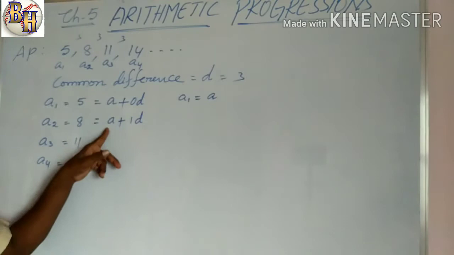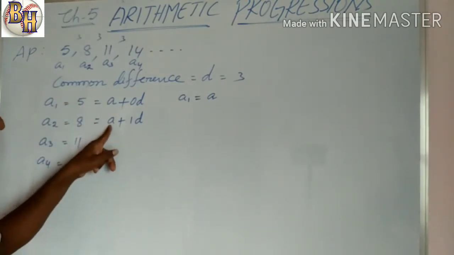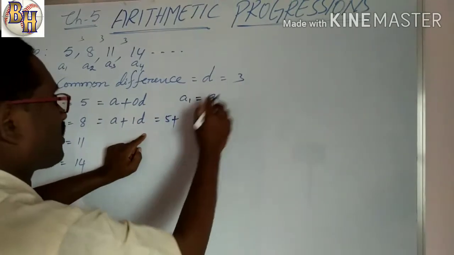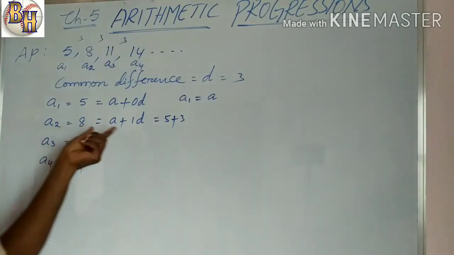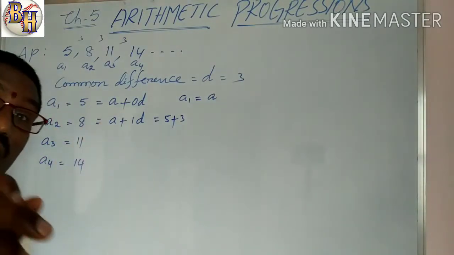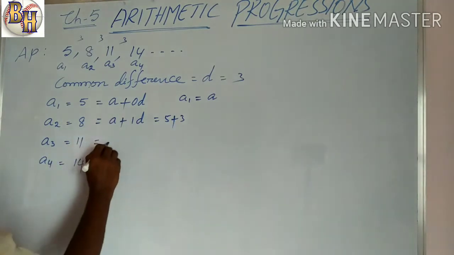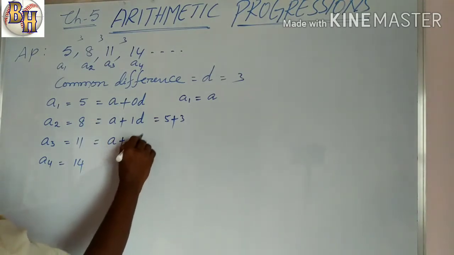A plus first number: 5 plus first number A. That is equal to 5 plus the common difference, how much? 3. 5 plus 3 is equal to how much? 8. So the second term, how to denote? A plus 1D we can write. Here, the third term, how to write? A plus 2D we can write.